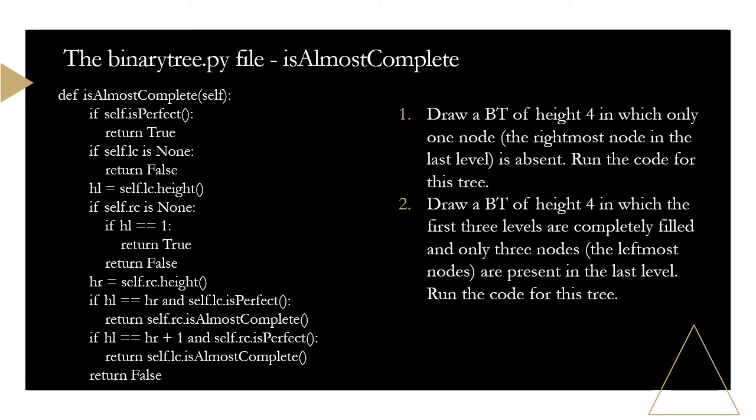Draw a binary tree of height 4 in which the first 3 levels are completely filled and only 3 nodes, the leftmost nodes, are present in the last level. The first 3 nodes of the last level are there. Other than them, the last level is empty. Run the code for this tree.